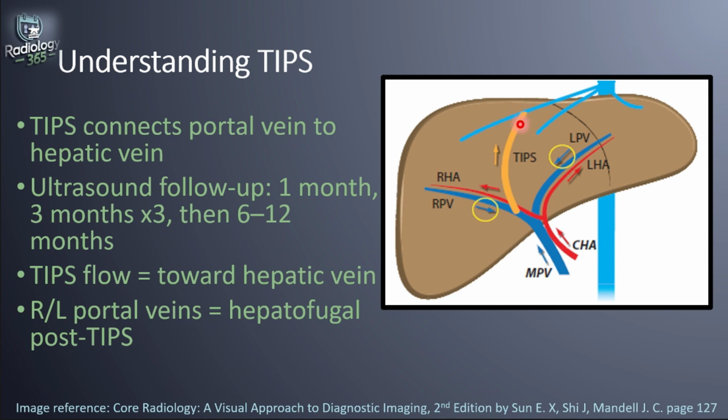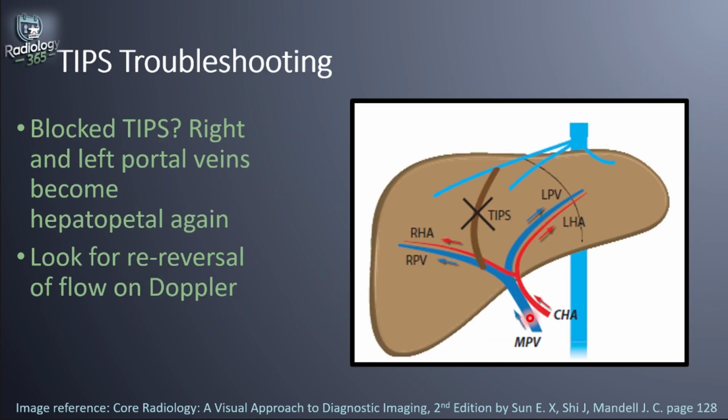That means that flow in the main portal vein should be hepatopetal, that's moving towards the liver, and flow in the right and left portal veins would be hepatofugal. That appears to be moving away from the liver, but in reality it's actually moving towards the TIPS. If the TIPS gets blocked, then the flow patterns will reverse again. So the right and left portal veins go back to being hepatopetal. That re-reversal is your clue that the shunt is not working anymore.